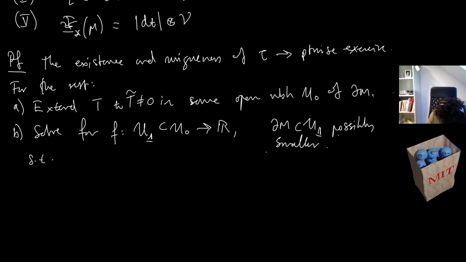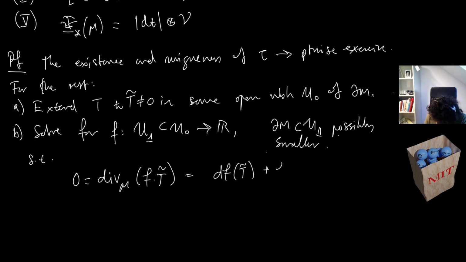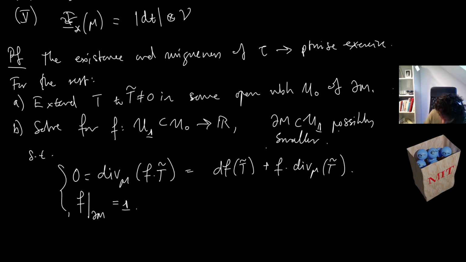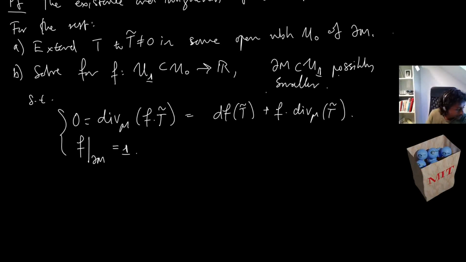Such that, so we want it to be divergence free when we multiply by this vector field T tilde. So what's this? This is going to be df of T tilde plus f div mu T tilde. And of course, we want to give it an initial condition. We want it to be equal to 1 on the boundary. Okay.